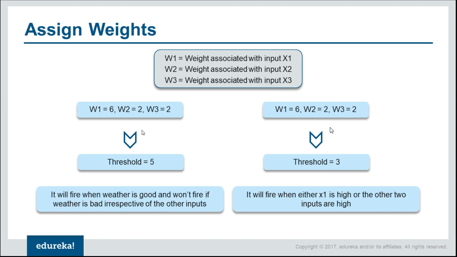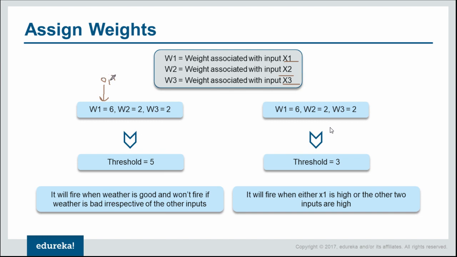So only in one case will it fire, when our weather is good, right? So how are the values coming actually? We are getting some values for each of these x1, x2, x3. These might be 0 or 1 values, 0 or 1, and 0 or 1. So when a 0 or 1 value is coming to it, it is getting two possible values: one is 0 and another is 1.